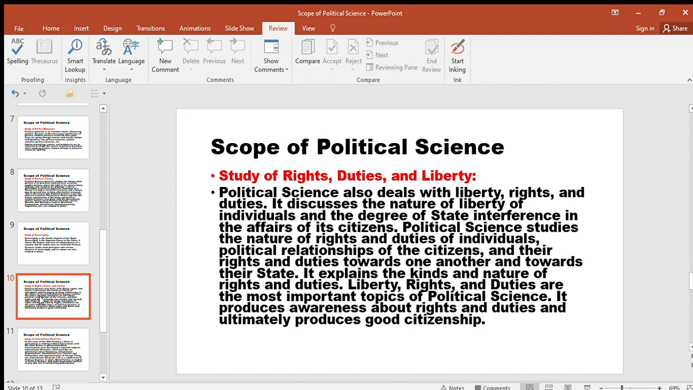It explains the kinds and the nature of rights and duties. Liberty, rights, and duties are the most important topics of political science, and it produces awareness about rights and duties and ultimately produces good citizenship.